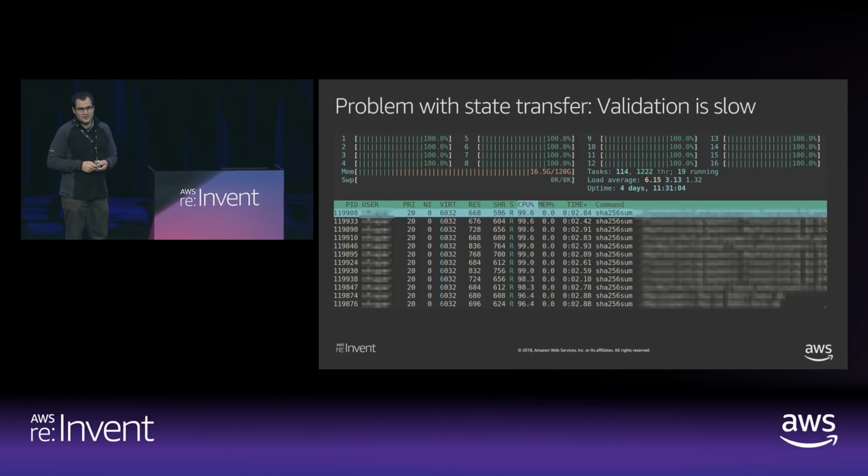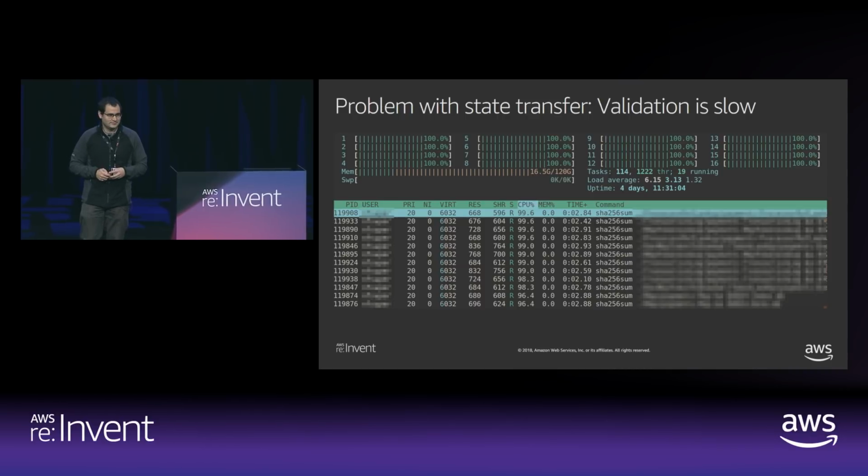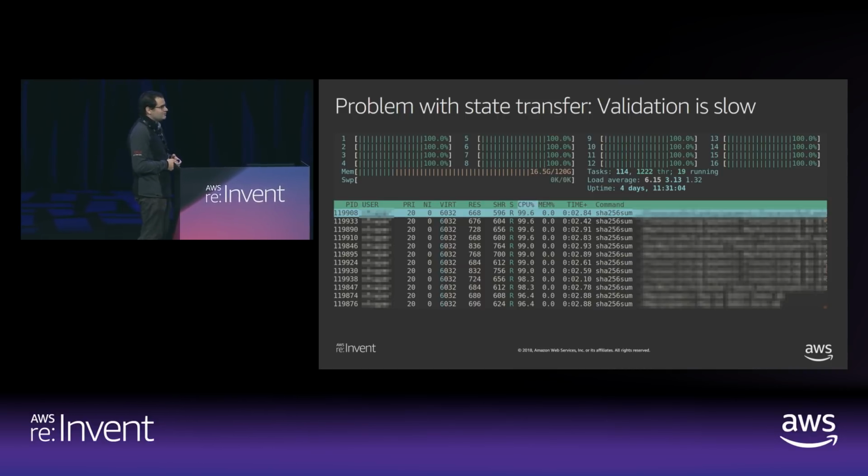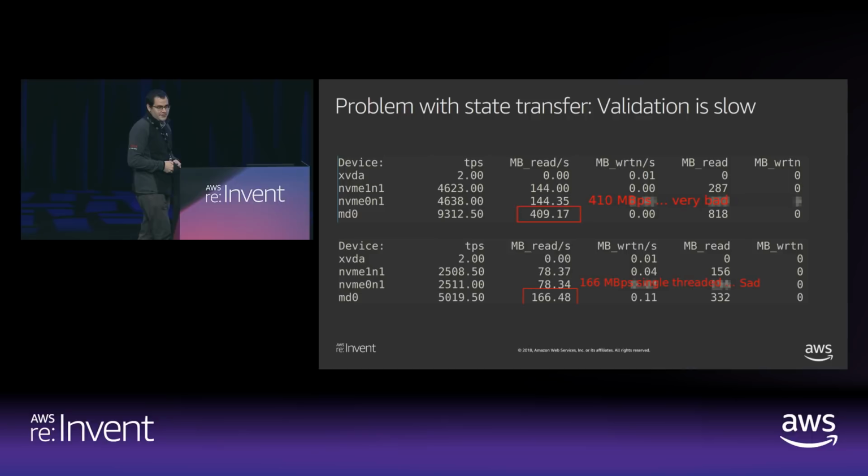Can anybody identify what resource we are running out of? Yeah, we're running out of CPU. SHA-256 is a CPU-intensive hash function, and in fact, most cryptographic hash functions are going to be quite slow. We can confirm the suspicion that it's CPU-bound and not anything else bound by looking at the drives. So here, I'm running an iostat command, which shows us what kind of throughput we're getting.